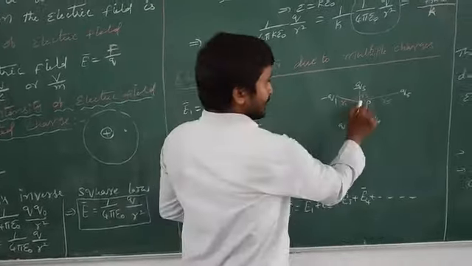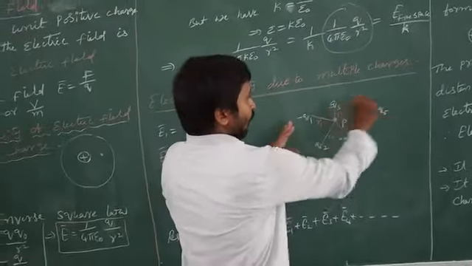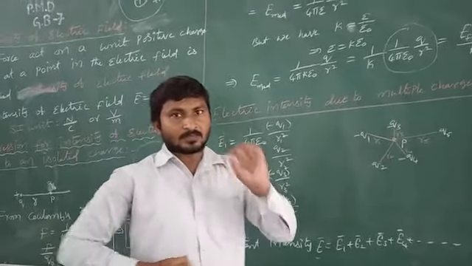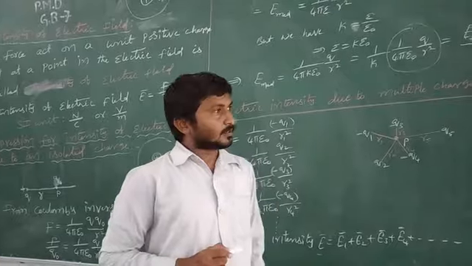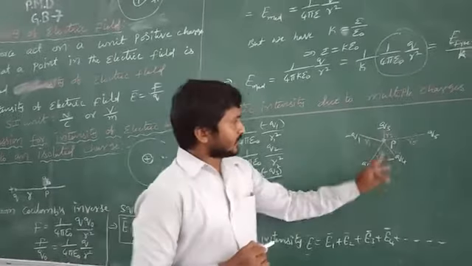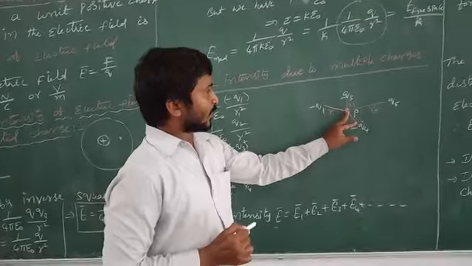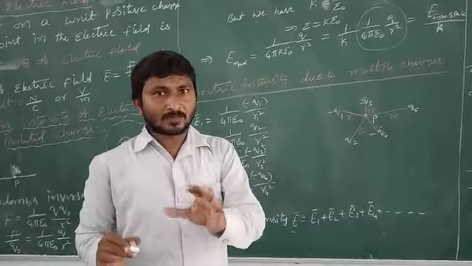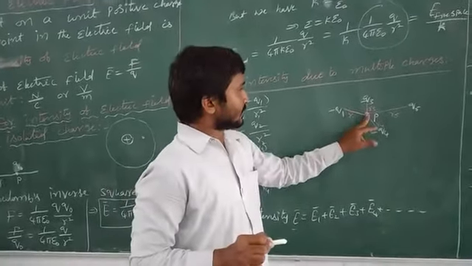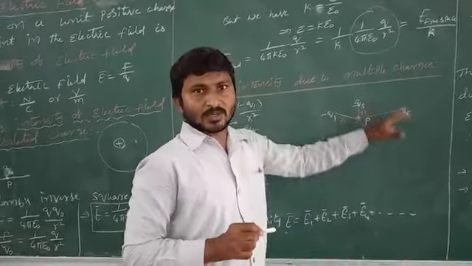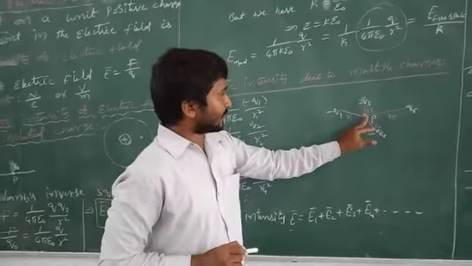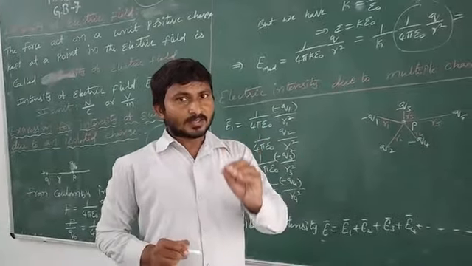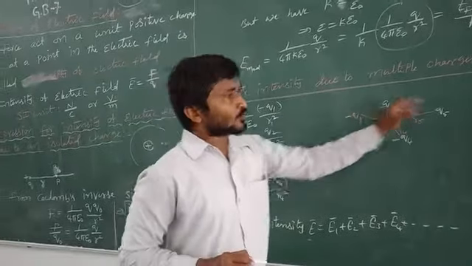Now we are going to find out the intensity of electric field at a point due to all these charge carriers. For that purpose, we are using the superposition principle. According to the superposition principle, the intensity of electric field at any point due to multiple charges is equal to the vector sum of the intensity of electric field due to the individual charges.